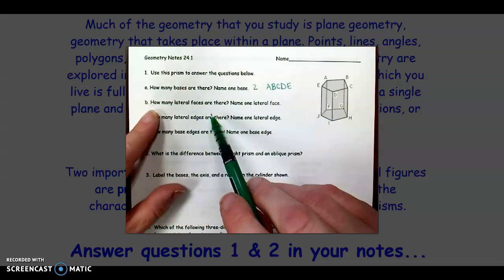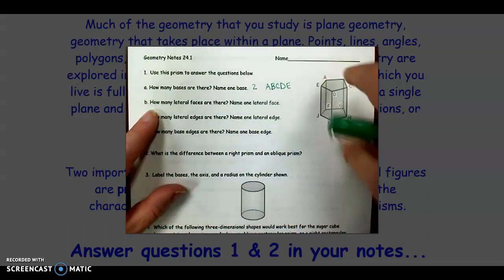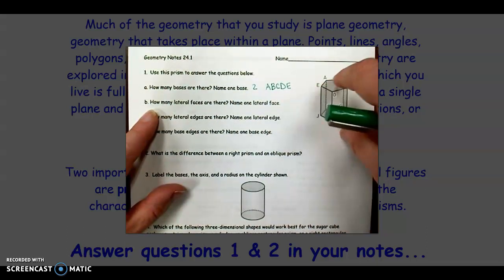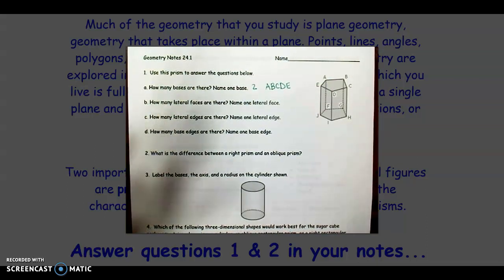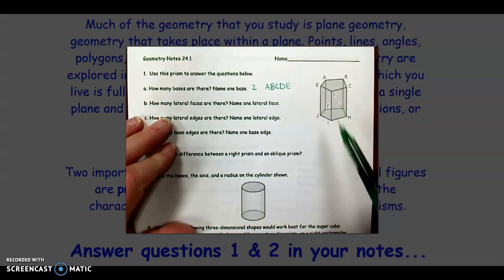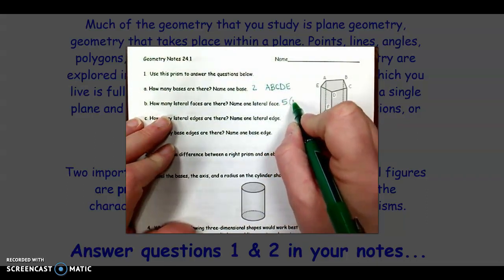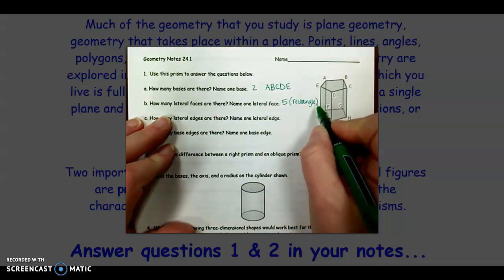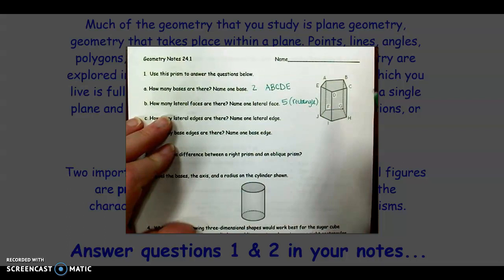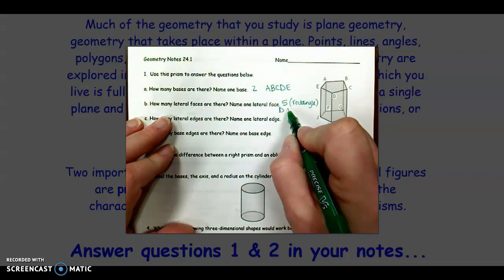How many lateral faces are there? Remember, those are along the sides here. Again, if we tilted it along the side here, it would still be those rectangular faces. Your bases are always parallel to each other. So we have 5 lateral faces. They are all rectangles. And so when we name that rectangle, again, we are going to name the 4 endpoints. So we could name this one DCHI, for example, there on the front.